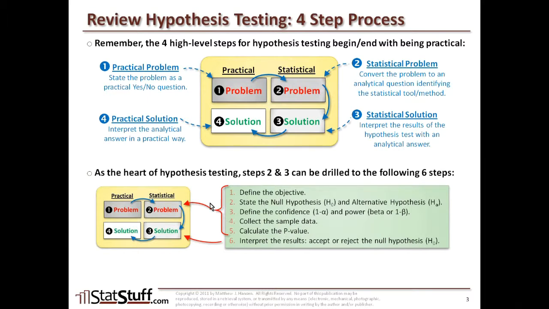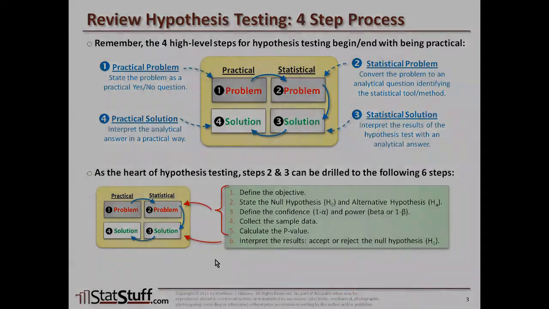All these are part of building this statistical problem. And then once we've done that and run the test, then we interpret the results. This is going to be the point where we decide whether we're going to accept or reject the null hypothesis. This is what we'd follow when we want to go through the formal hypothesis testing.